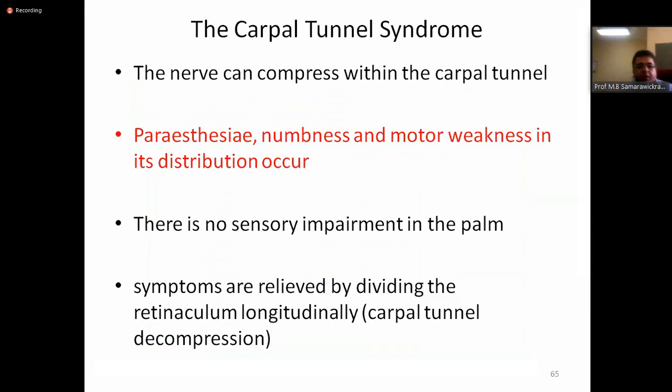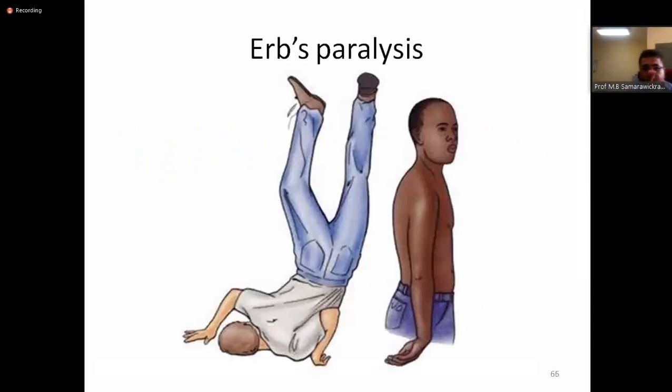Carpal tunnel syndrome. The nerve can be compressed within the carpal tunnel. Paresthesia, numbness, and motor weakness in its distribution occur. And remember, there is no sensory impairment in the palm because the palmar cutaneous nerve passes superficial to the flexor retinaculum. Symptoms are relieved by dividing the retinaculum longitudinally. That is called carpal tunnel decompression.